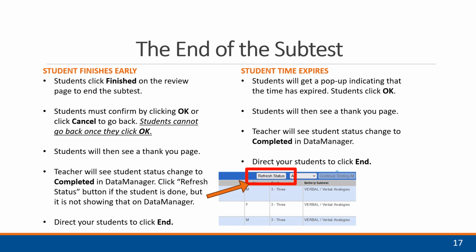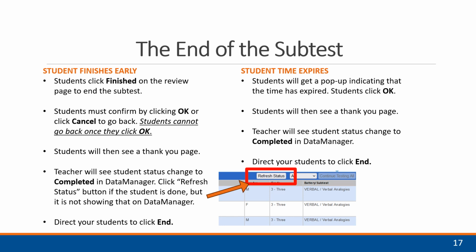Then the teacher will see the status change to completed in Data Manager. If you're unable to see a completed status and you know for a fact the student is done, make sure that they click End. If they don't click End, you are unable to see their status showing as complete. You can also click the Refresh Status tab right there where that red box is, and it will definitely fix that glitch for you.